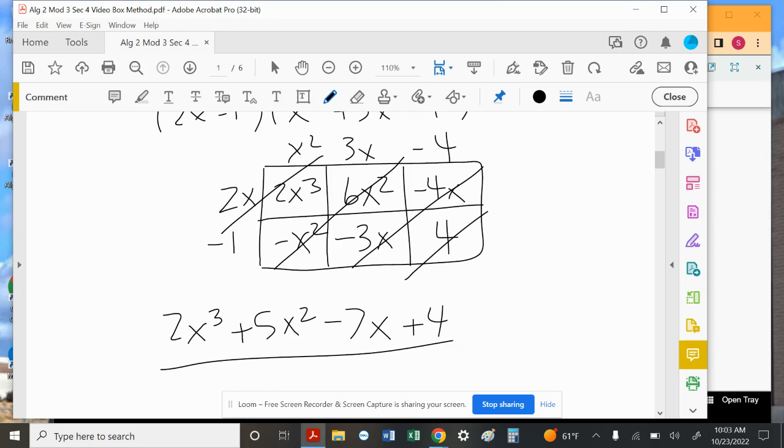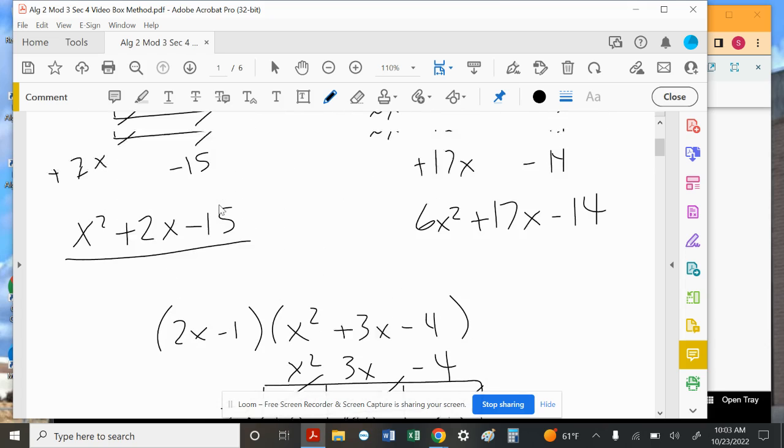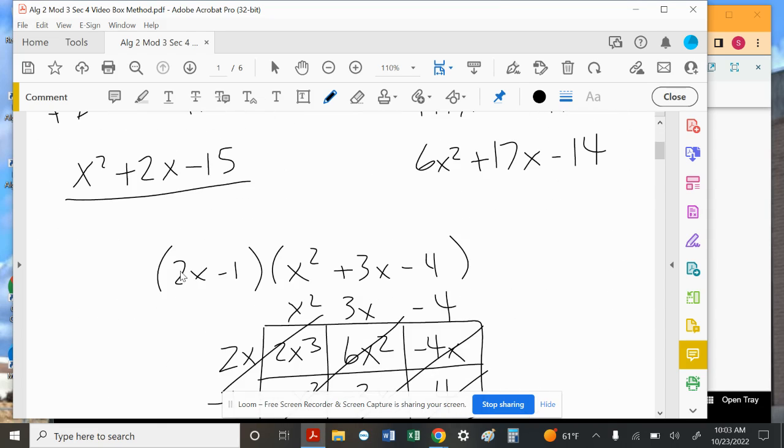So some people call this double distribution. I don't know why they use different terms, but if we just use the box method, it's the same thing. So FOIL, it's still kind of like FOIL. We multiply the 2x times all the terms and the negative 1 times all the terms and then add them all up and combine like terms. But that's how we do multiplication using the box method. And now we're going to reverse it.